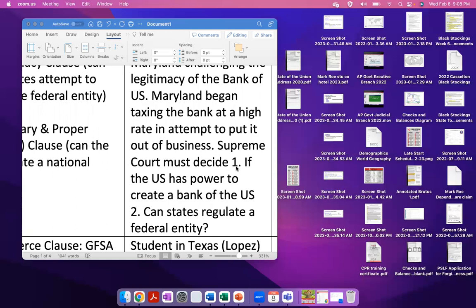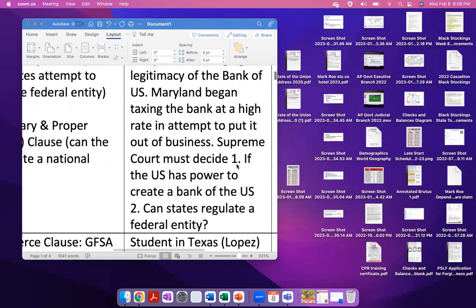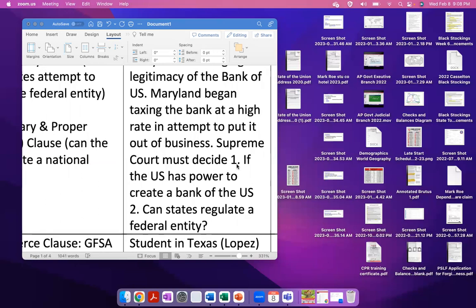The second part of the question is, can the states regulate that bank? Do they have the power to regulate it? And again, the answer to that question is no. If the states interfered with the operation of the bank, like how Maryland tried to tax the bank to death, that would be a violation of the Supremacy Clause. So again, this deals with the bank. This is a federalism case that's going to extend powers back to the national government, giving the national government power to create the bank and not allowing the state of Maryland to interfere with its operation.